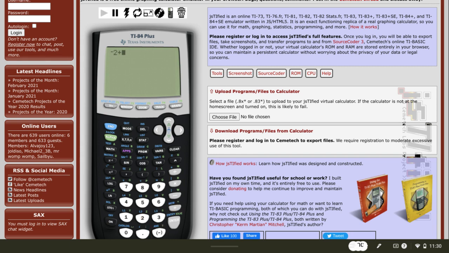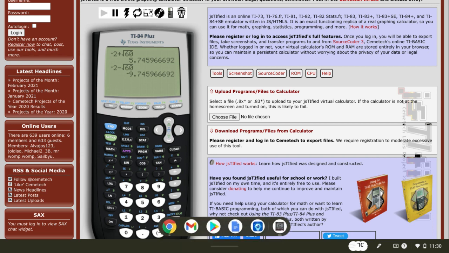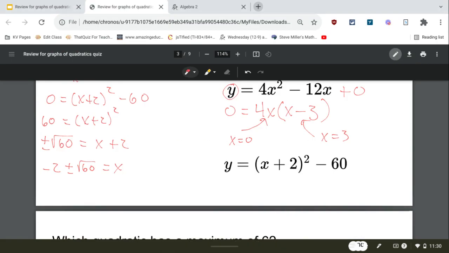Negative 2 plus root 60. There we go. Negative 2 minus root 60. There we go. 5.74 and negative 9.74. I guess those are actually 5s, aren't they? 5.75 and negative 9.75. Okay. And so if you plug those numbers in for x here, it should drive that function down to 0, or at least something very, very close to 0.